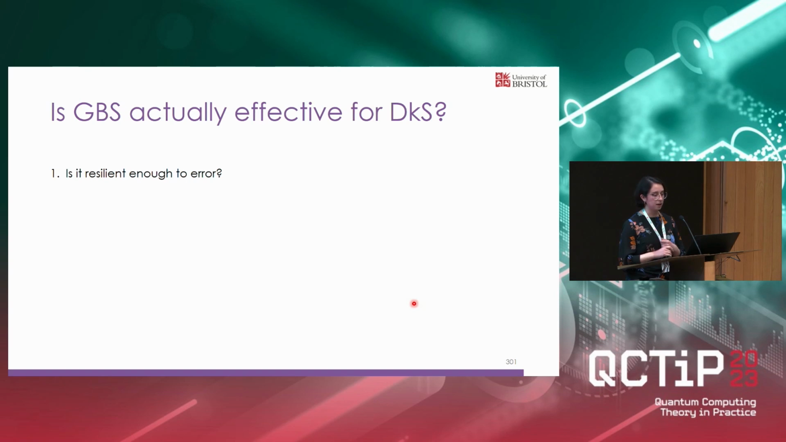So if you have a Gaussian boson sampler and you want to solve the dense subgraph finding problem, it is going to be resilient to error. There are lots of reasons why you might have a Gaussian boson sampler in your basement, like you're trying to produce GKP states or something like that. And in that case, it is going to be useful for dense subgraph finding.